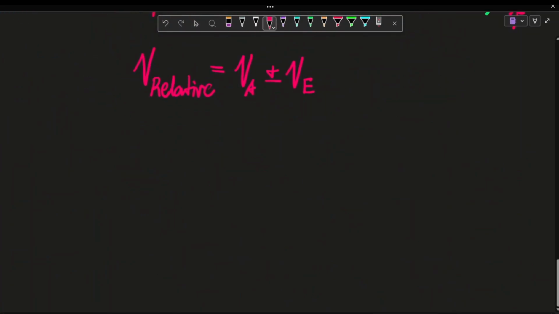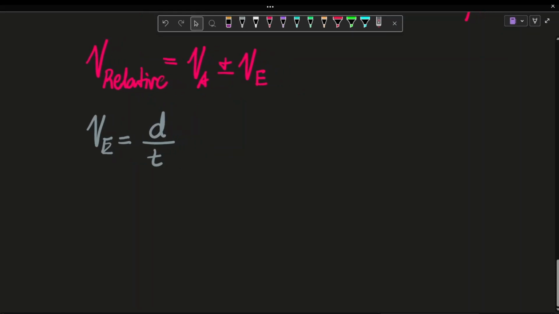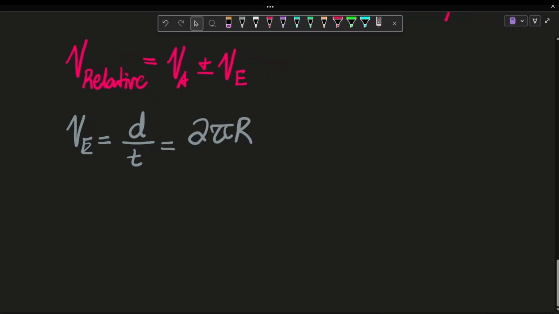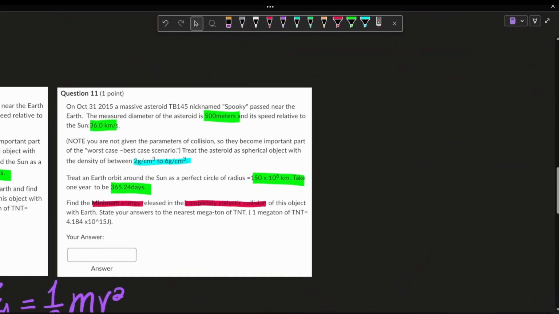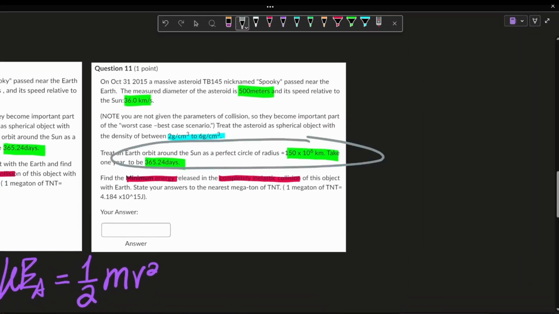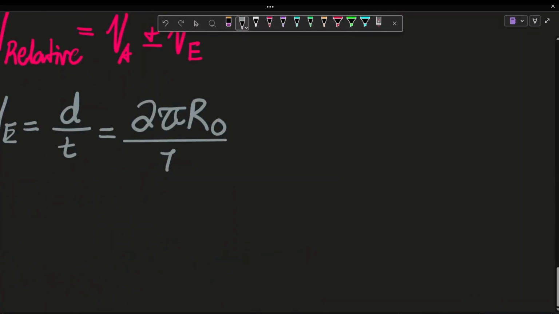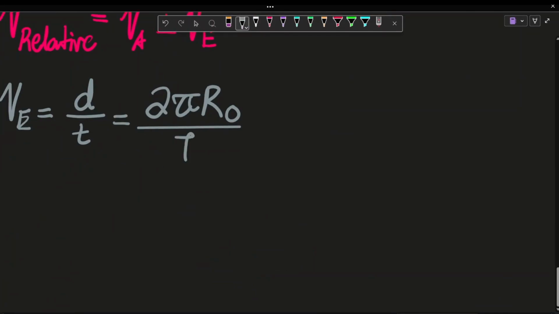Alright, so now we have another step. The velocity of the Earth would be, of course, distance over time, right? Now, what distance does it travel? Well, this would be the same as 2 pi r of the Earth over its period. So here we have that the Earth orbits a perfect circle of radius 150 times 10 to the 6 kilometers. So this would be the radius of the orbit, and this will be the period.